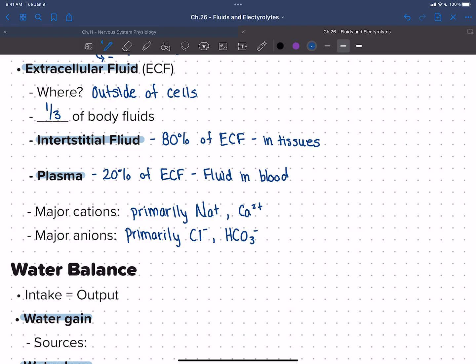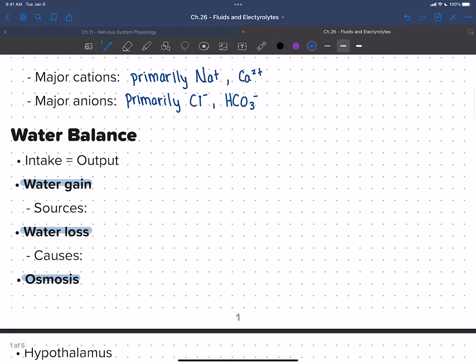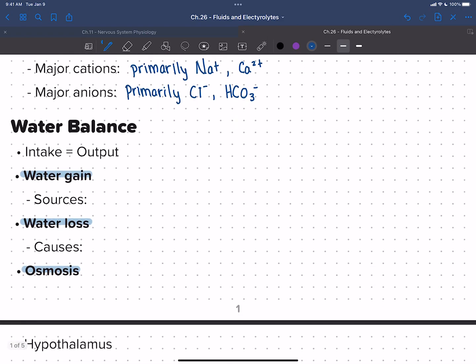We have intracellular fluid inside of the cells, extracellular fluid outside of the cells, and then there's interstitial fluid in the tissues, right, which is one category of extracellular fluid, and plasma, which is in the blood, is our other category of extracellular fluid. All right, so now let's talk about water balance. And so we know it's important to be hydrated and maintain a balance of hydration and water in your body. And so we need to discuss what exactly that means and how your body can be affected by dehydration or overhydration. So let's go ahead and get into that.